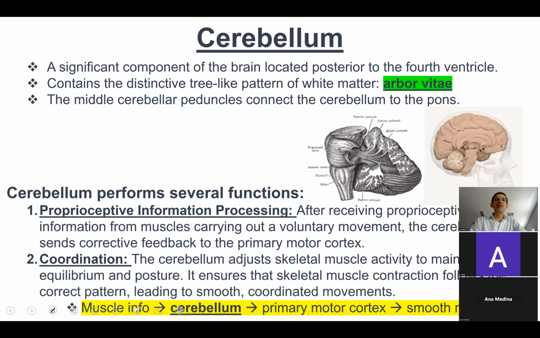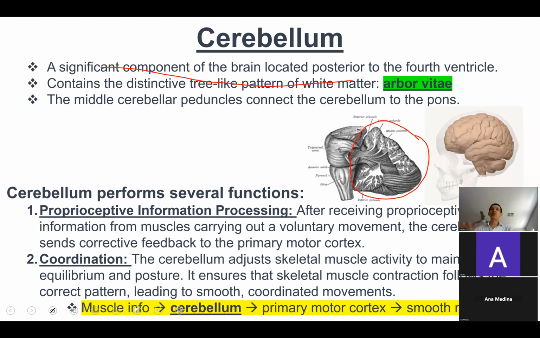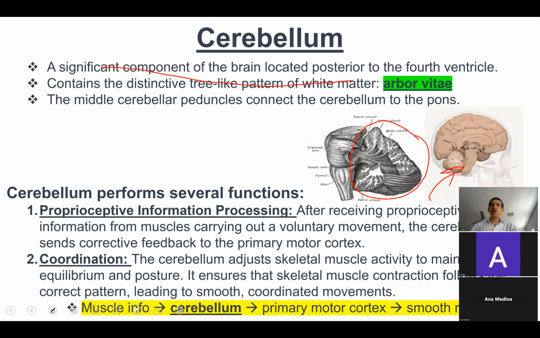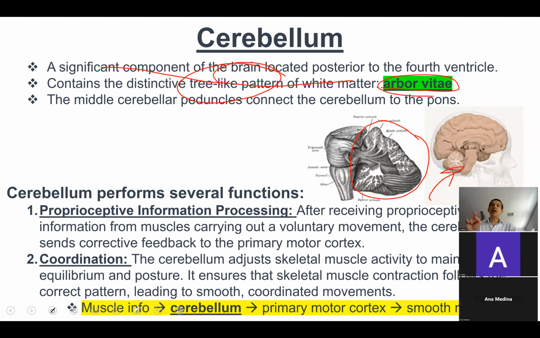All right, so a significant component of the brain that we can clearly identify under the cerebrum is called cerebellum, the small brain. You can see it right here. That's the portion with kind of a tree-like structure. And that tree-like pattern is called arbor vitae, the white matter of the cerebellum. Everything around it is the gray matter, the neurons, not the axons. White matter are the axons. It's very distinctive, so it's often mentioned.